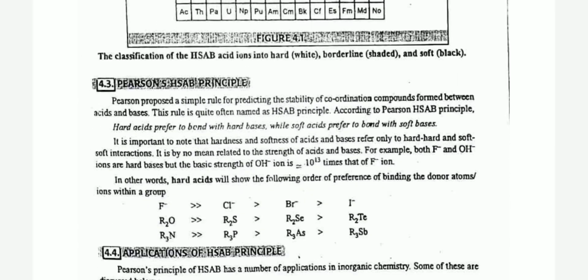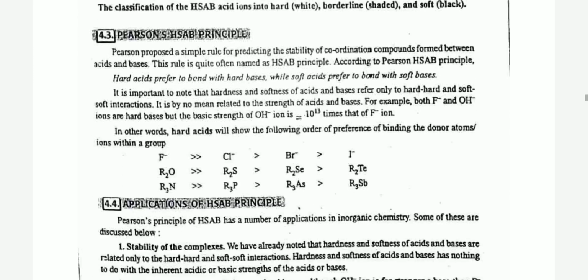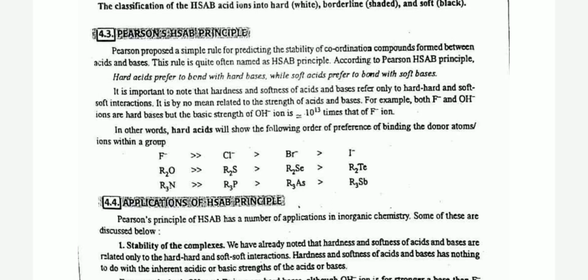Article 4.3, Pearson's HSAB principle. Pearson proposed a simple rule for predicting the stability of coordination compounds formed between acids and bases. This rule is quite often named the HSAB principle. According to Pearson's HSAB principle, hard acids prefer to bond with hard bases, while soft acids prefer to bond with soft bases.